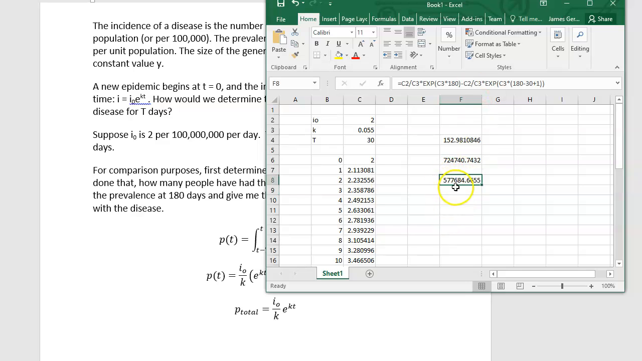So you can see here, let's look at the difference. I'm using 30 days, so it's roughly a month. In the first 5 months, 147,000 people had this disease. In the next month, another 578,000 get this disease. This is what it means to have exponential growth in the rate of disease. All right, and that's it for this problem.